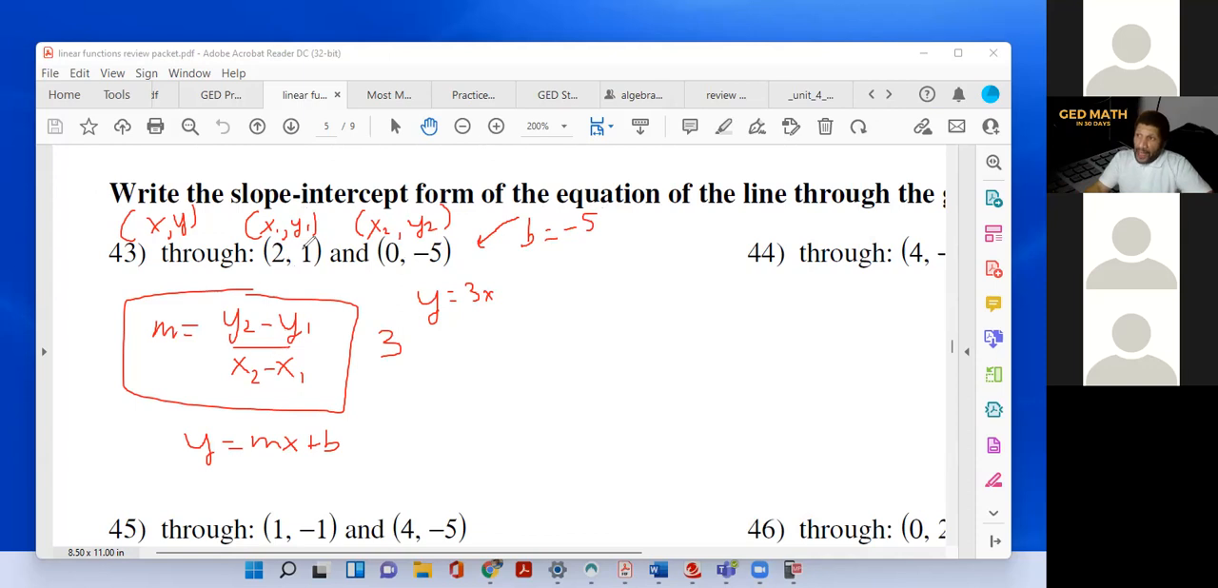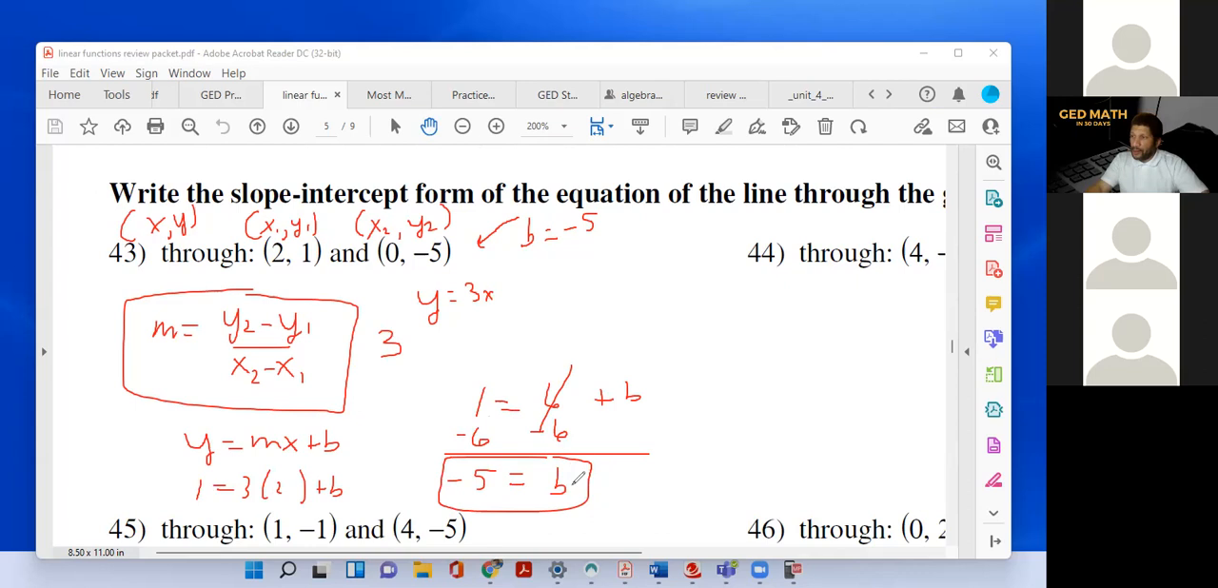So y is 1, m is 3, my x is 2, plus b. So I'm going to have to move it over here. So I got 1 equal 6 plus b. To get b by itself, I need to subtract 6 from both sides. And I get -5 equal, the 6's cancel, equal b.